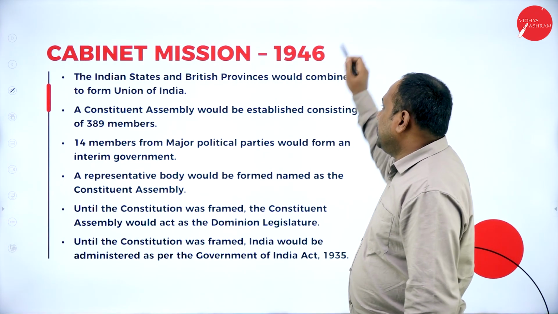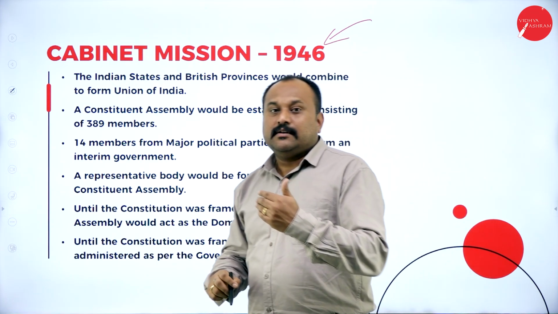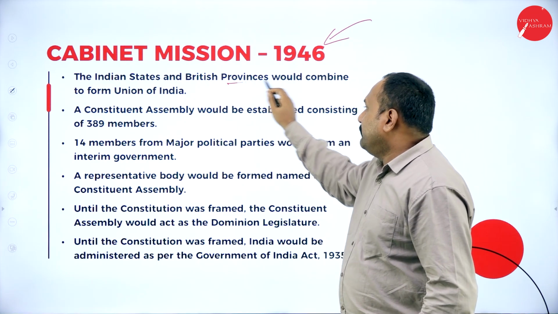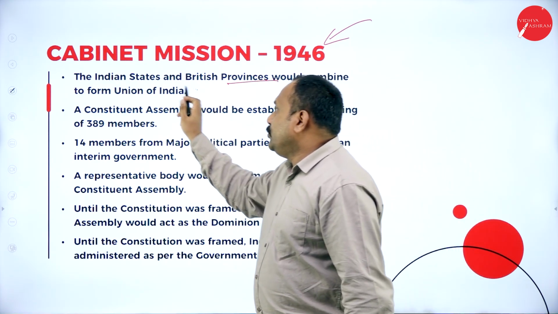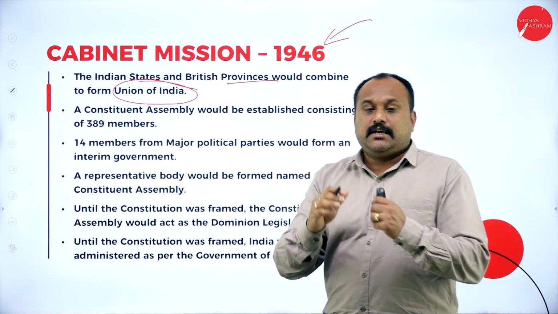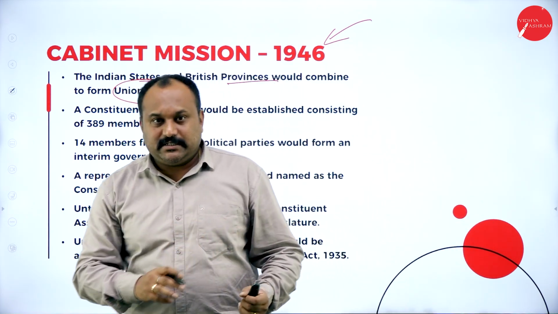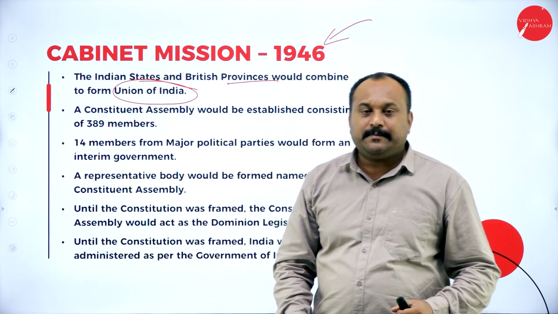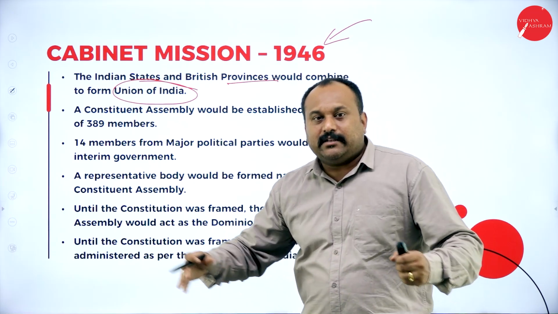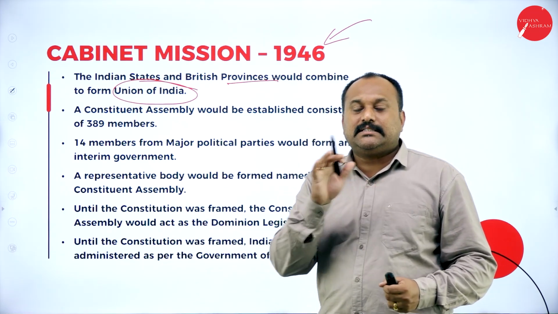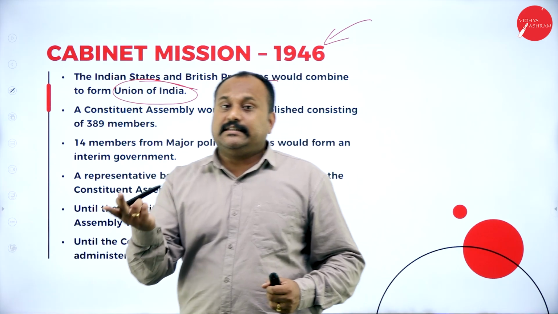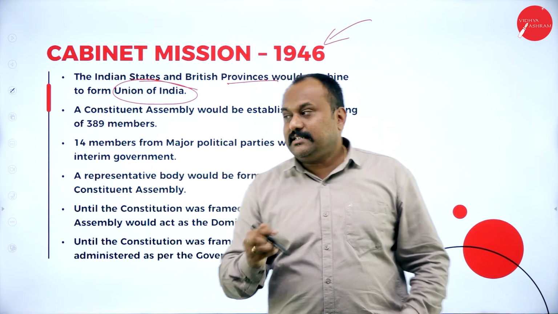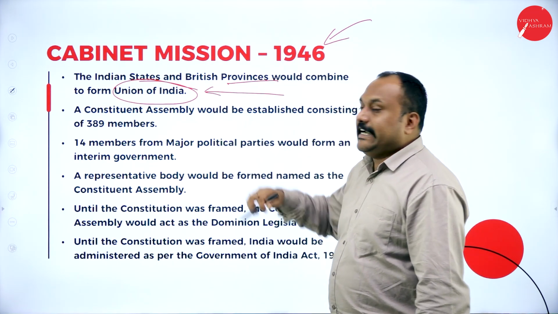Next is Cabinet Mission 1946, that is 1 year before our independence. The Indian states and British provinces would combine to form the Union of India. See, our India is not united by states, it is the Union of India. When I say USA, United States of America, there are 50 states which came together, they united. That's why it is called United States of America. They have dual citizenship, whereas we Indians have only single citizenship. The reason is it's all about the Union of India.